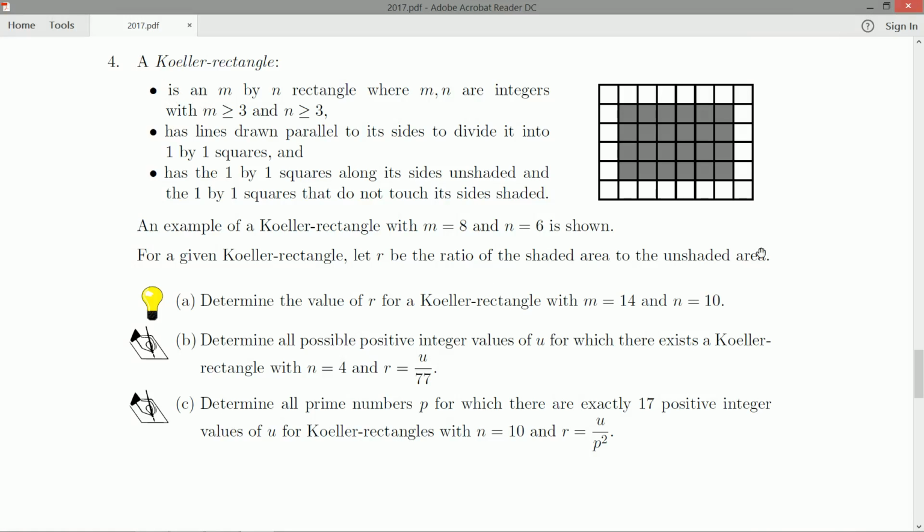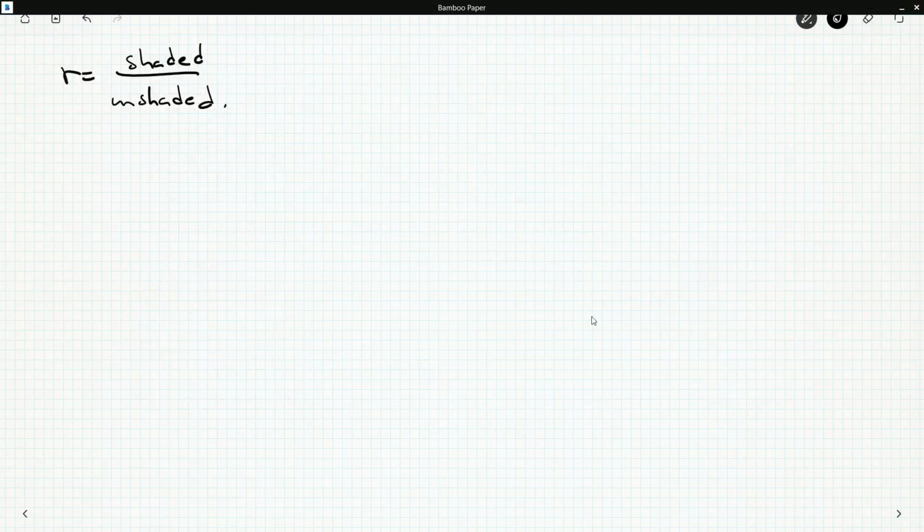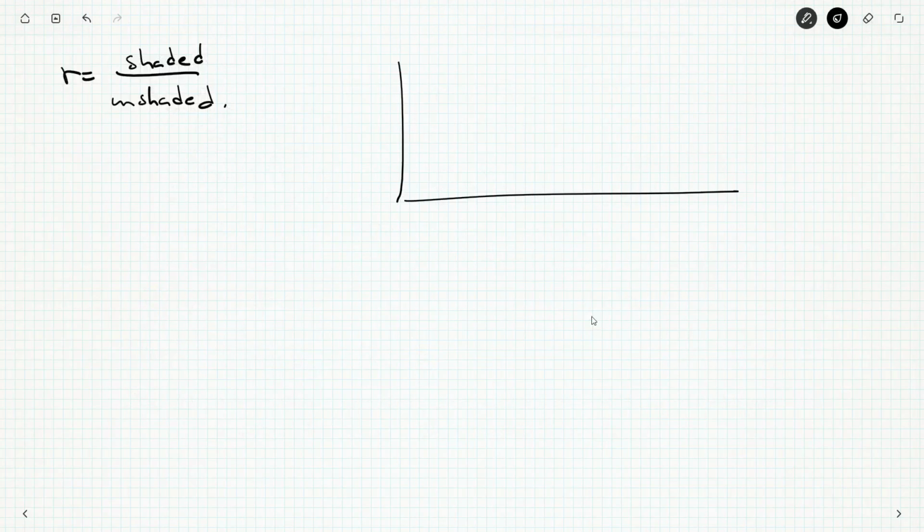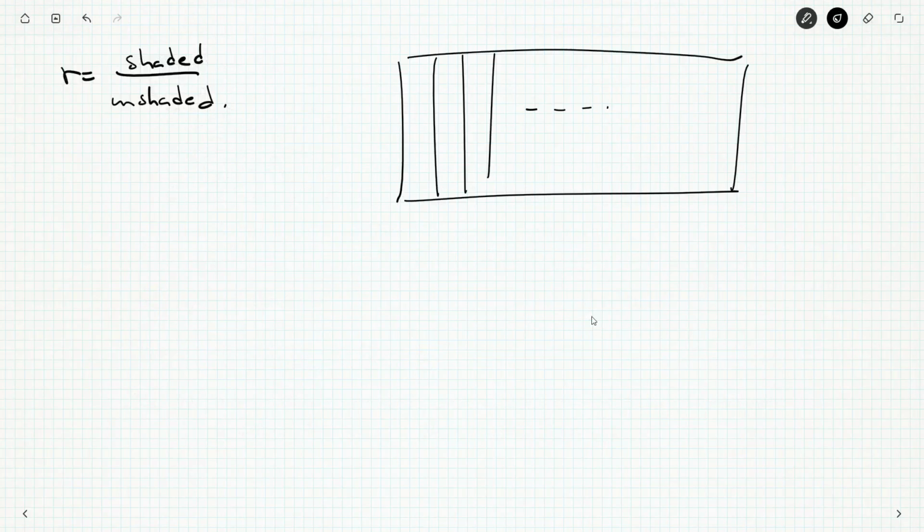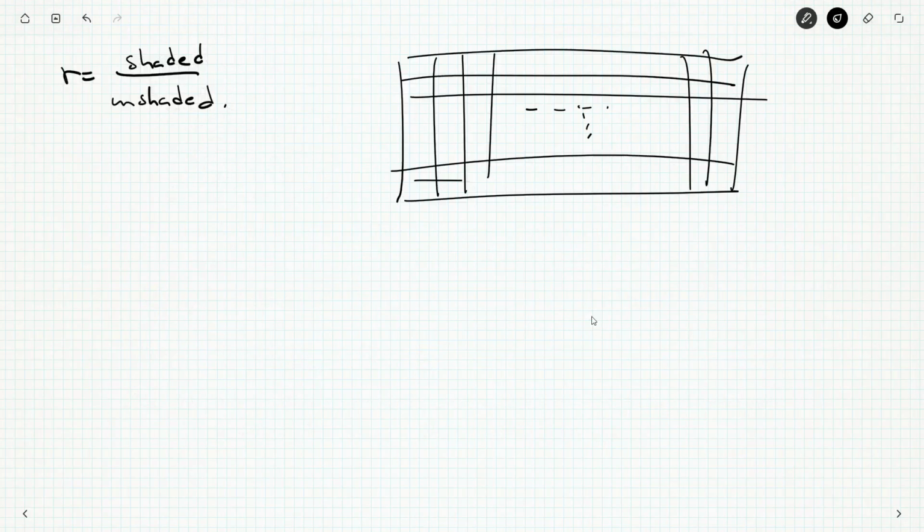So just very quickly, we remember R is the number of shaded over unshaded. We got to set up our ratio properly. And I'll double check that is correct. Shaded to unshaded. Okay. So determine the value of R for a Keller rectangle with m is 14 and n is 10. Okay. So, I mean, you could actually draw the whole thing out. I'm not going to bother with that. I'm just going to make some observations. So everything in here is shaded.